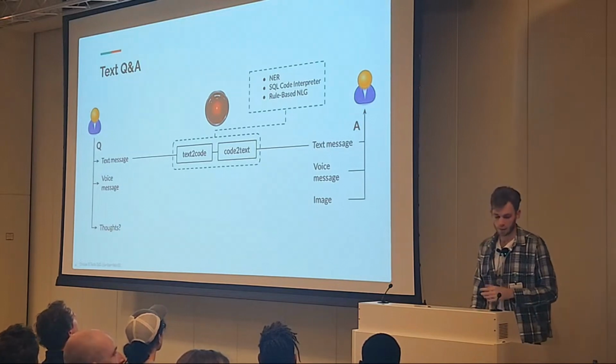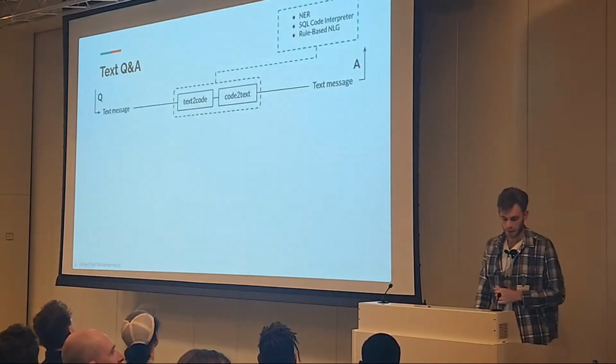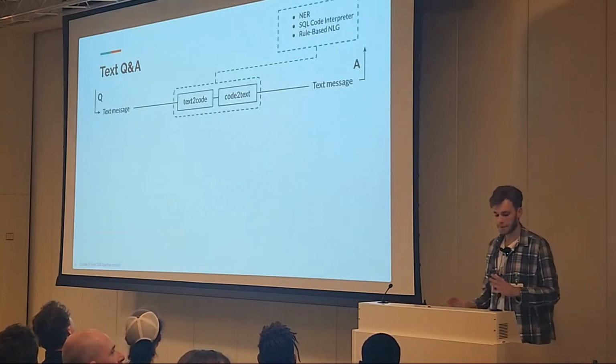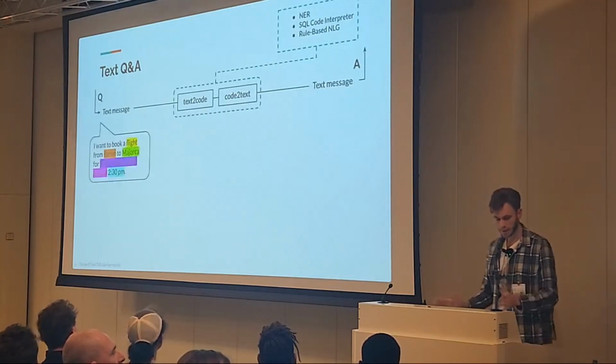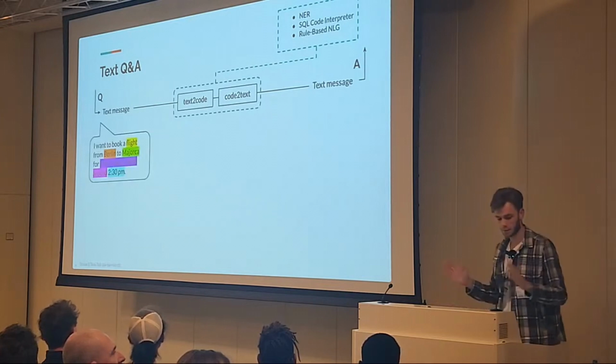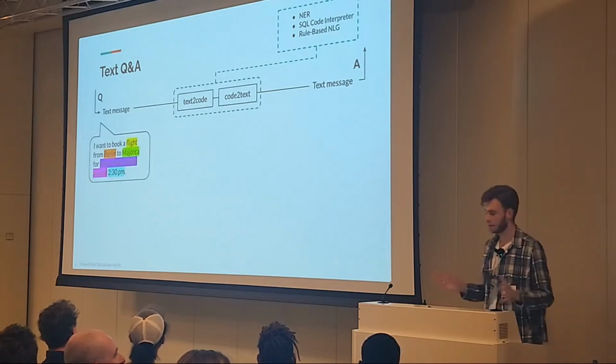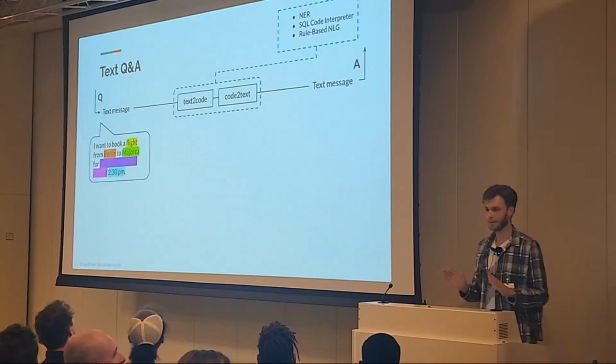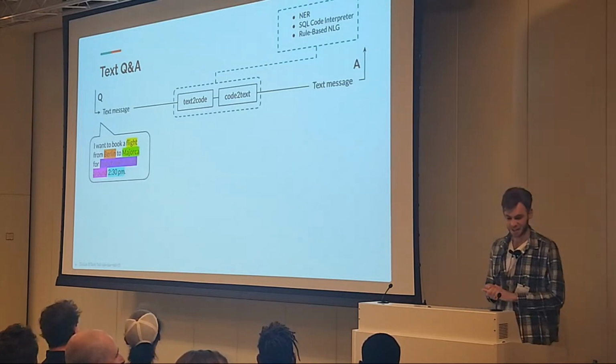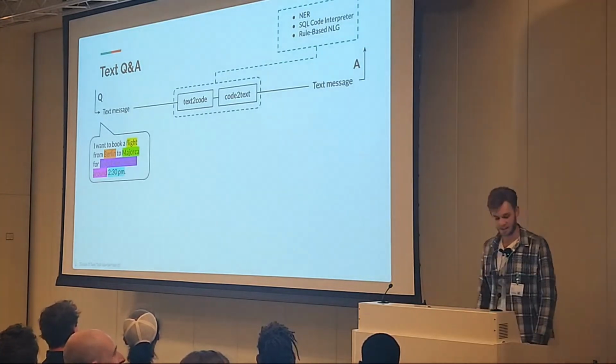So let's see how it works. It's very, very simple, how we can build a very, very simple MVP here. Let's say I want to book a flight from Berlin to Mallorca for 2nd of next month around 2:30 p.m. Actually, that would be great. Yeah, I'm still thinking about this.